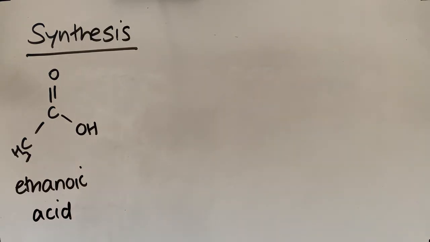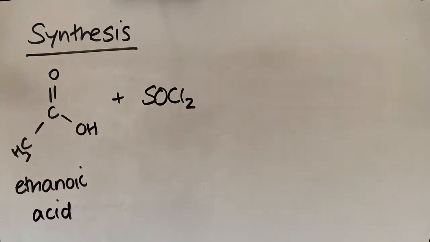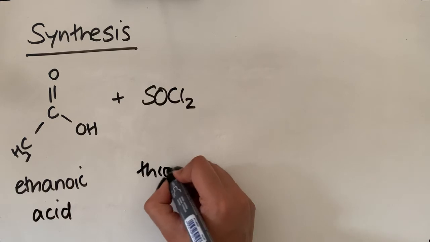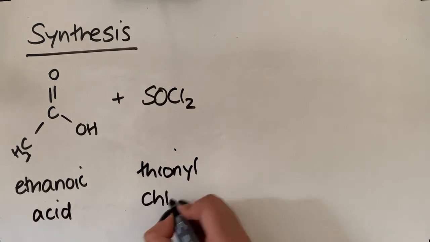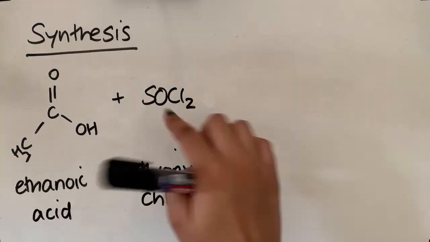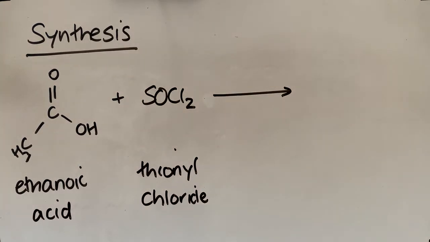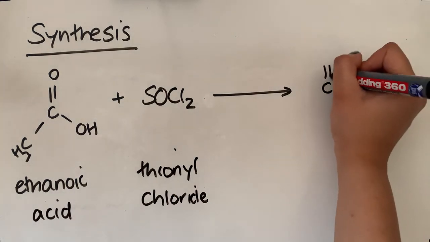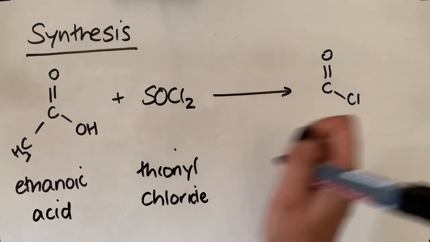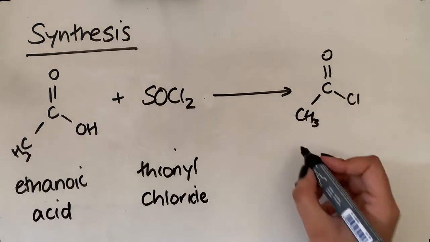Okay, the reagent that you need to know for this reaction is SOCl2. Okay, and this is called thionyl chloride. You can either know the formula for it or know the name for it. Both would be fine. Obviously, SOCl2 is a lot easier to remember. So you react those two together, ethanoic acid with thionyl chloride, and that's going to give you the acyl chloride. So in this case, given that it's ethanoic acid, that's going to give ethanoyl chloride.